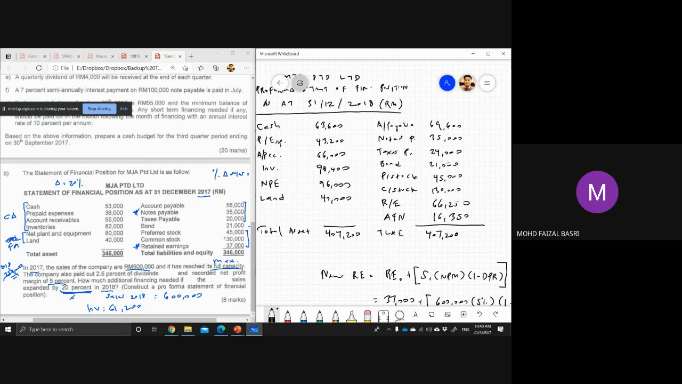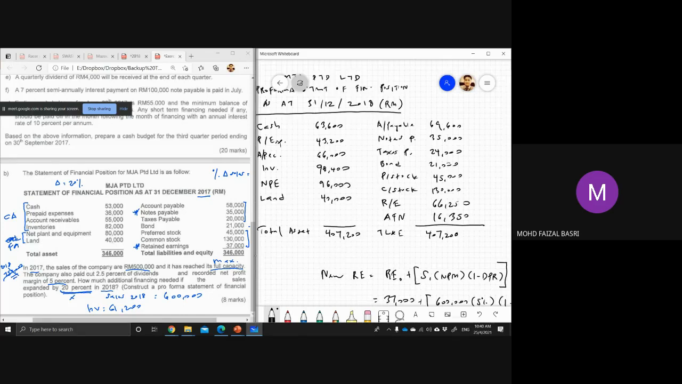So as a forecasting method, we can know that the company wants to increase sales by 20% next year, so they're going to invest 61,200. After we do our pro forma financial statement, we know that this company still needs 16,350 ringgit from our side. So they can plan. Okay, so where do they need to borrow this amount from?